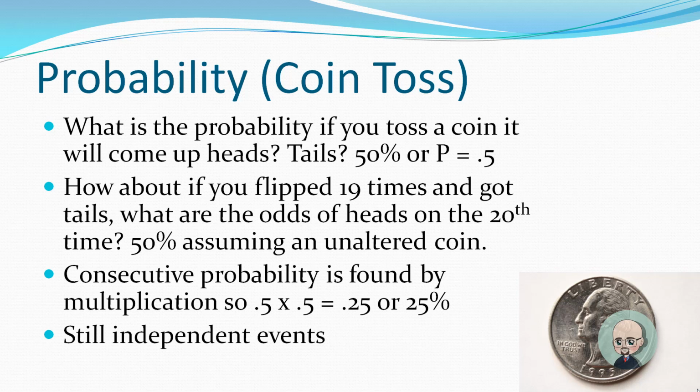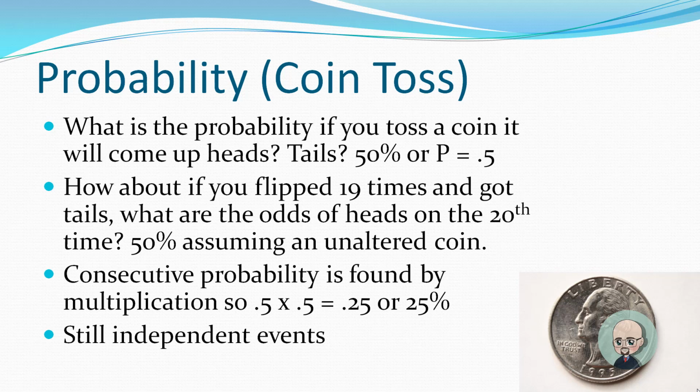The thing I want to hammer home here is when we talk about independent probability, I flipped it 19 times and it came up one way. Since it's an independent probability, it doesn't matter. There's still a 50% chance on the 20th time it could come up either way.